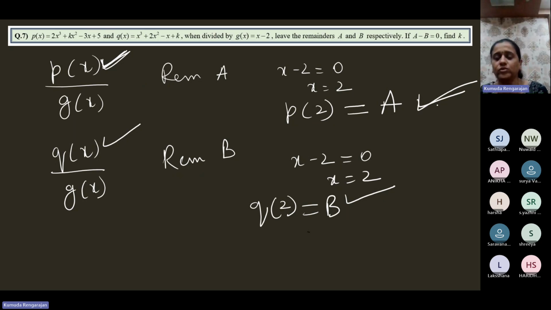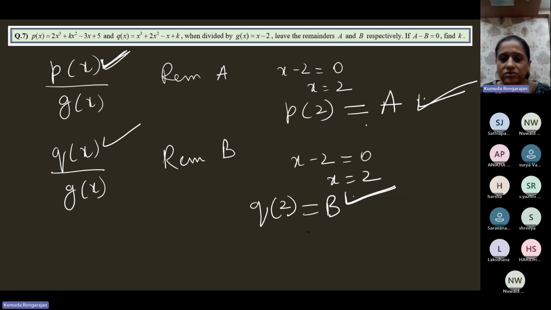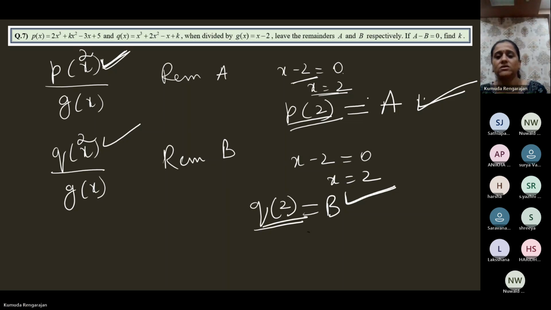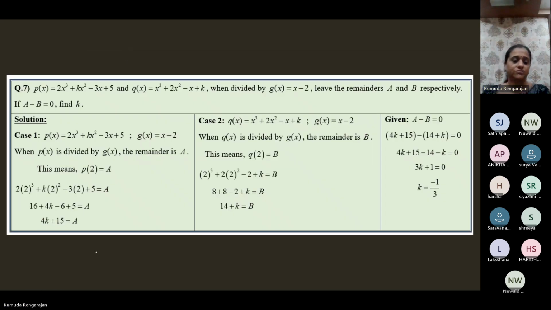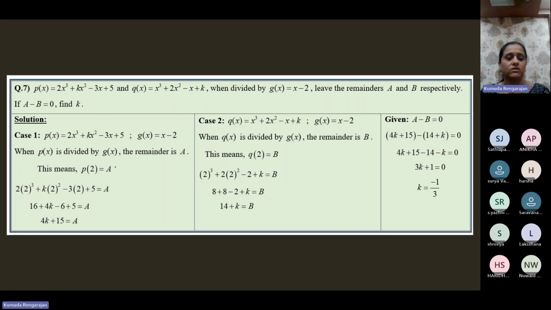A is equal to P of 2. A and B are the remainders. And what are the expressions for the remainders? P of 2 and Q of 2, because the divisor is x minus 2. So x minus 2 is 0, x is 2. So when you find P of 2, you will get the remainder. When you find Q of 2, you will get the remainder. So P of 2 is equal to A, Q of 2 is equal to B. They are the equations.